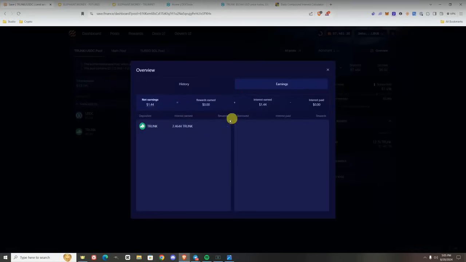So, cool. Supplying trunk does not earn you a lot of yield, by the way. Only USDC does, but I have earned $1.44 with my supplied trunk. So, hey, I'll take it.